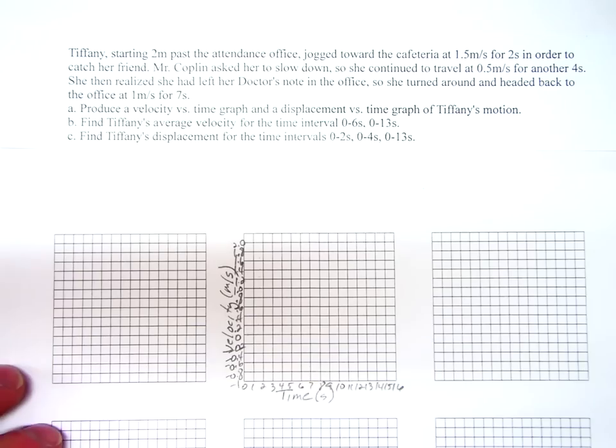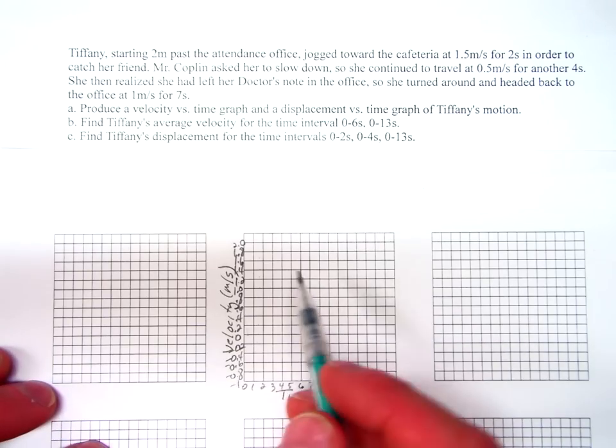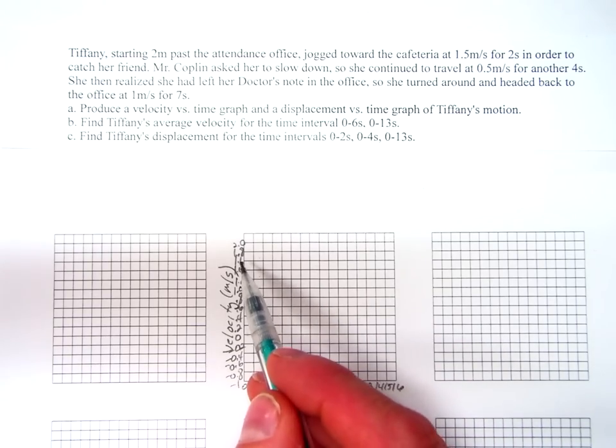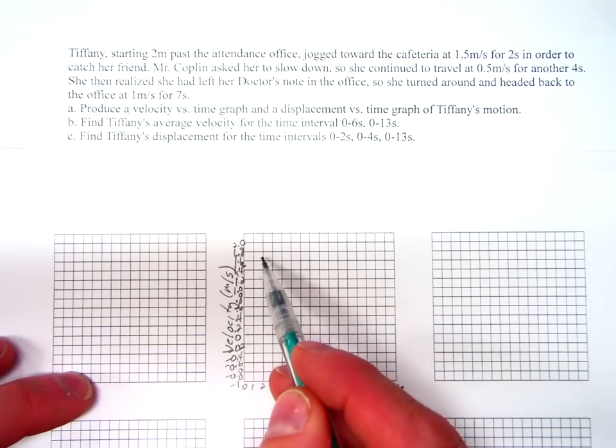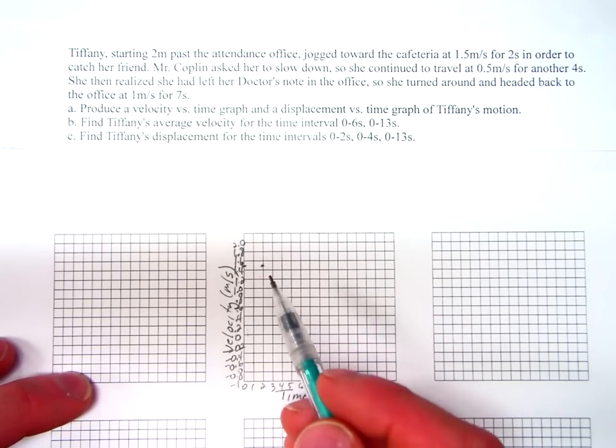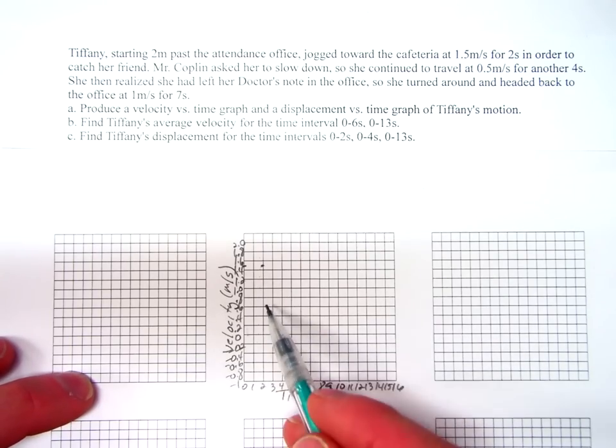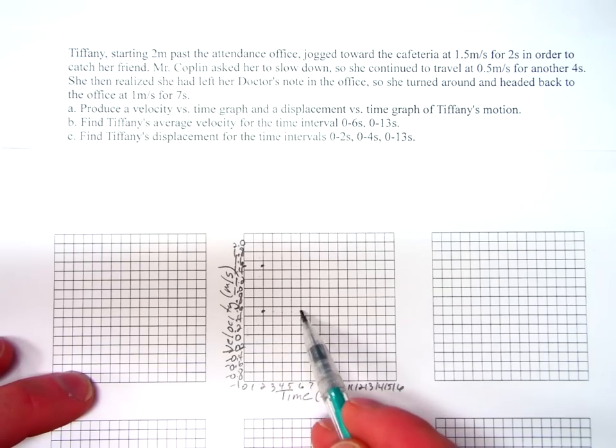Okay? So then we're going to plot this. So first of all, we're going to plot 1.5 for 2 seconds. So here's 1.4, here's 1.6. So halfway between is 1.5. And that's for 2 seconds. Then she travels at 0.5 meters per second for 4 seconds. So here is 0.4 and here's 0.6. So halfway between is 0.5 right here. And that's for an additional 4 seconds. 1, 2, 3, 4.